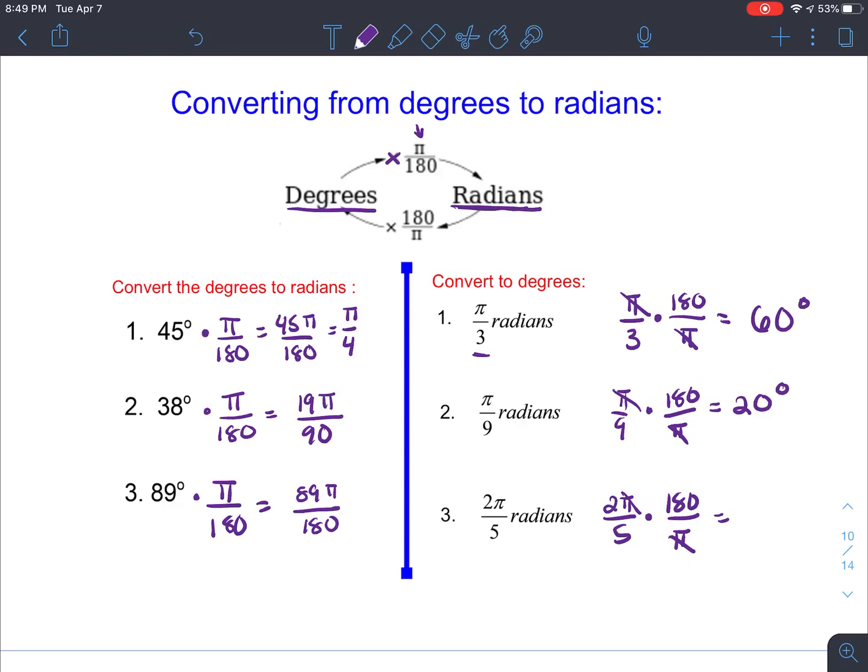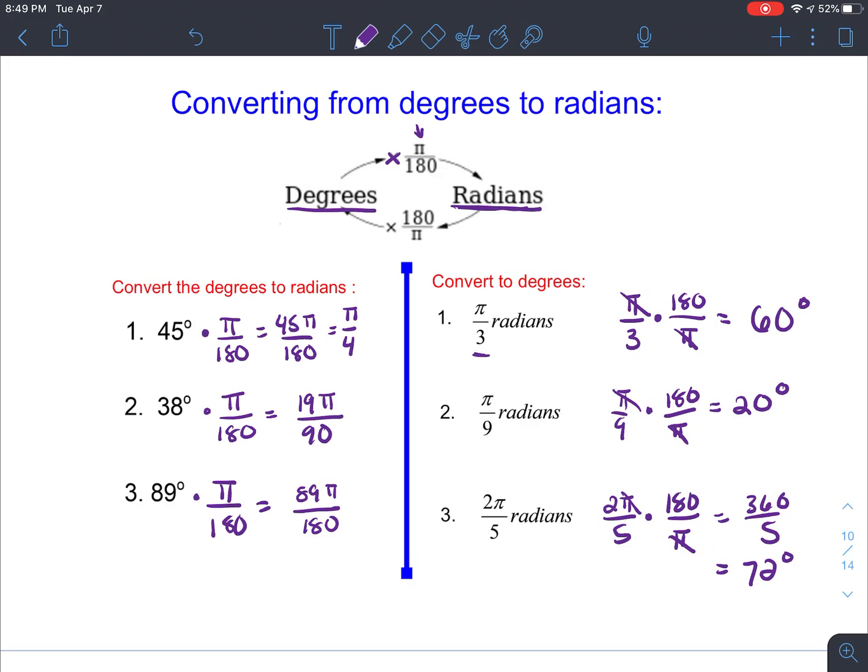Okay, so now when I do this multiplication, I'm going to do 2 times 180, because that's my numerator, to get 360 over 5, and divide that to its most reduced form, and we get 72 degrees. Okay, so that's the basic way we're going to convert from degrees to radians.